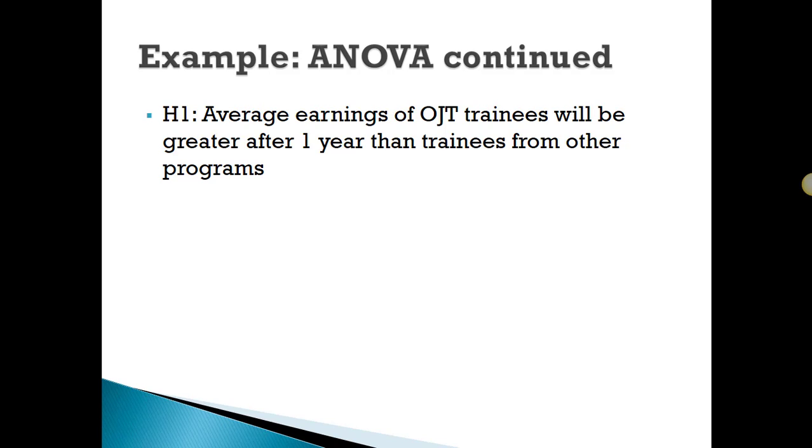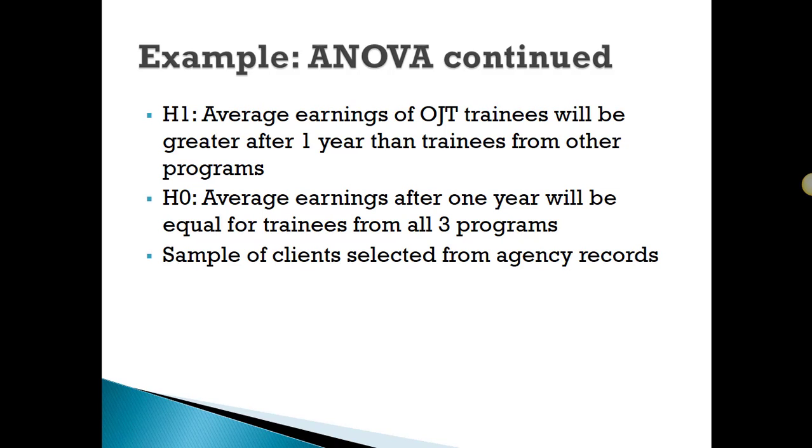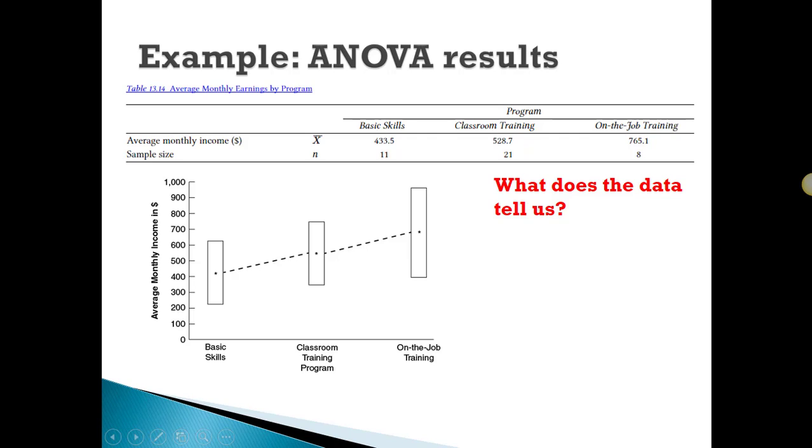So our research hypothesis is that the average earnings of the on-the-job training trainees will be greater after 1 year than the trainees from the other programs, and the null is that the earnings will be the same. We took a sample of clients from the agency records. Interviewers contacted the clients to ask for the wage information. And here's what we have.